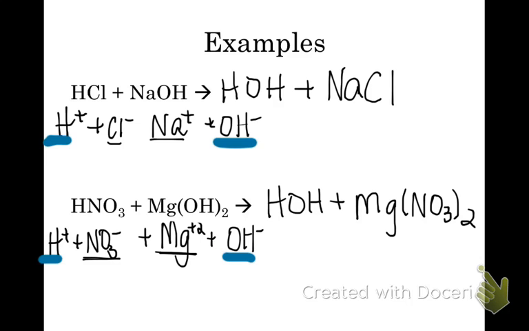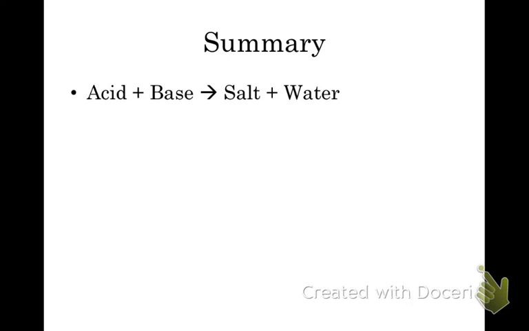All right? When we balance this, we end up getting 2 HNO3s and 2 waters at the end. All right, so again, to summarize, a neutralization reaction involves an acid and a base producing any sort of ionic compound and water.